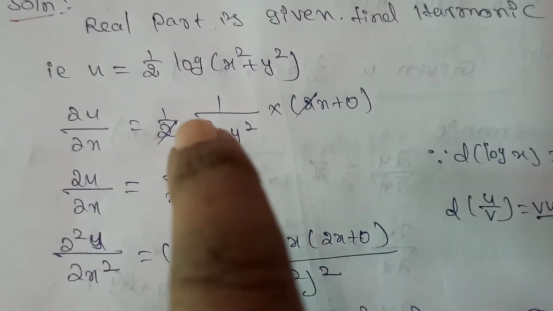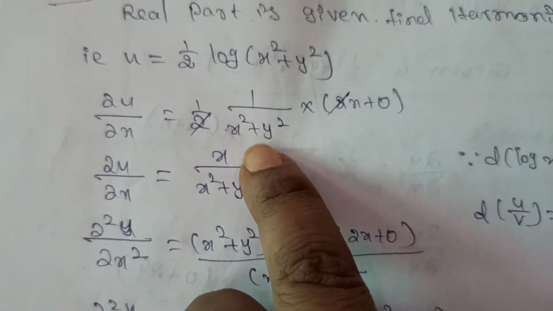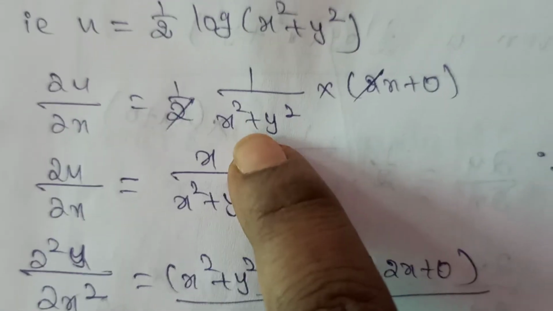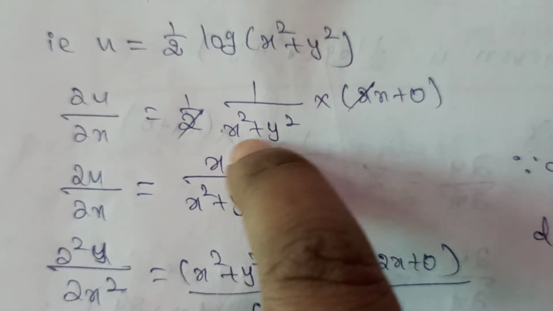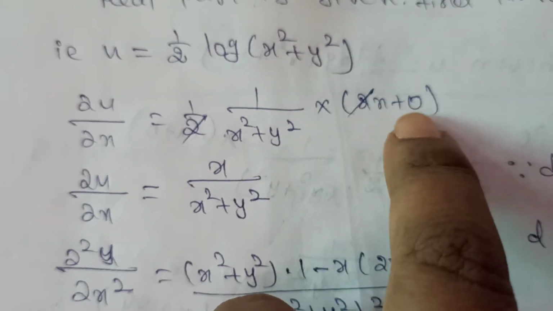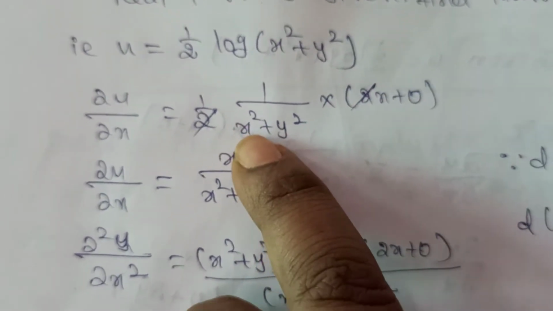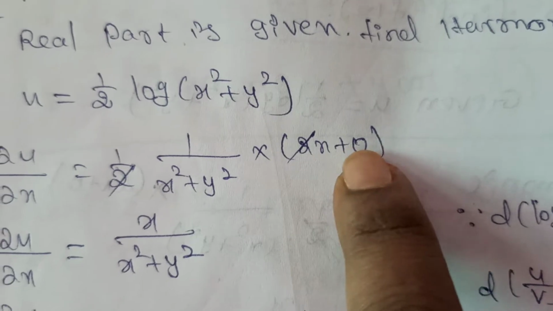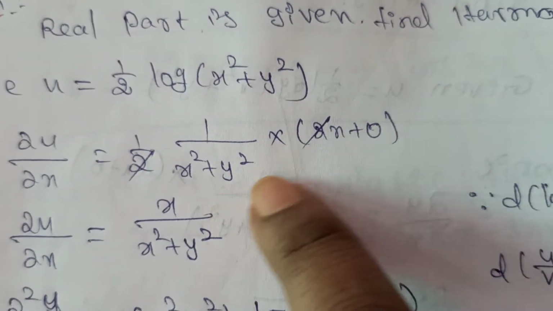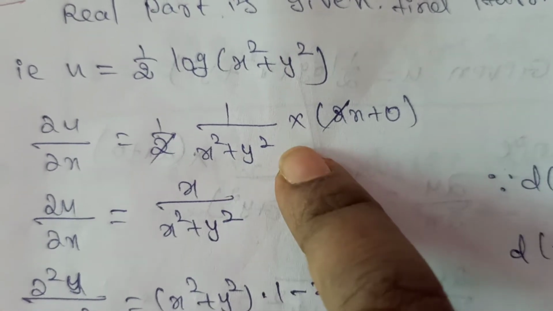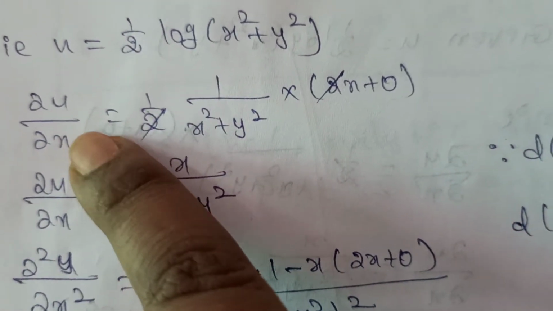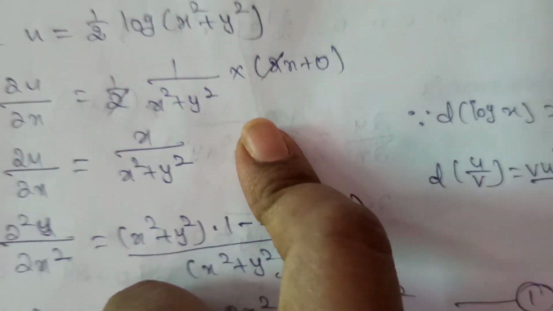So in this you can write 1 divided by (x² plus y²), into again the differentiation of the denominator value. Differentiation of x² is 2x, plus the y value, 0. Why do you have to write that 0? Because y is a constant. Differentiation with respect to x means y is a constant, that's why we write 0.